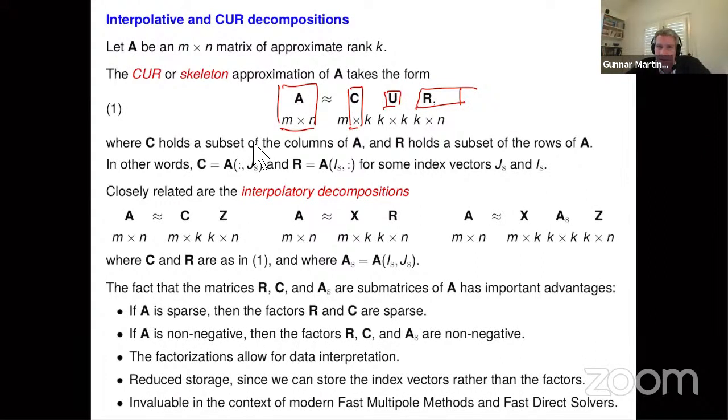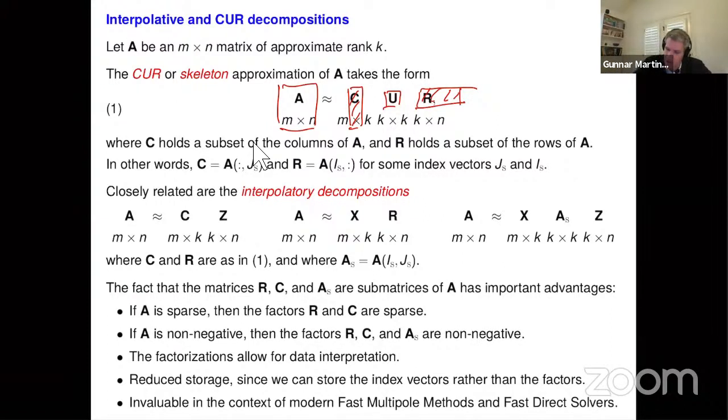What's the characteristic feature of the CUR decomposition is that the big factors C and R are submatrices of A. So C consists of a subset of k columns, and R consists of a subset of k rows. So the trick is how to find those. How do you find the subset of columns that form a good basis for the column space, and then the subset of rows that form a good basis for the row space?